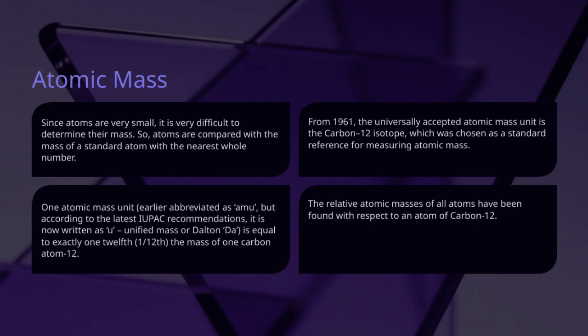of a carbon-12 atom. Because atoms are incredibly tiny, directly measuring their mass is quite challenging. So, scientists compare an atom's mass to that of a standard atom, usually the one with the nearest whole number mass, to make the measurement more manageable. This approach helps us understand atomic mass in a consistent way, and connects back to the overall theme of how we measure and understand the fundamental building blocks of matter.